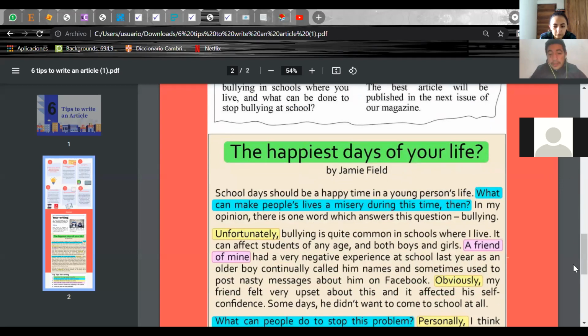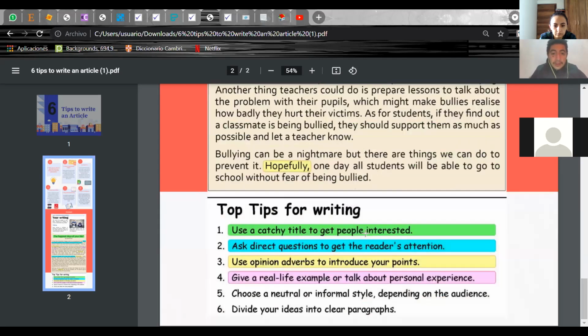Then we're going to move on to see the top tips for writing an article. And in here we have the first one that says use a catchy title to get people interested.